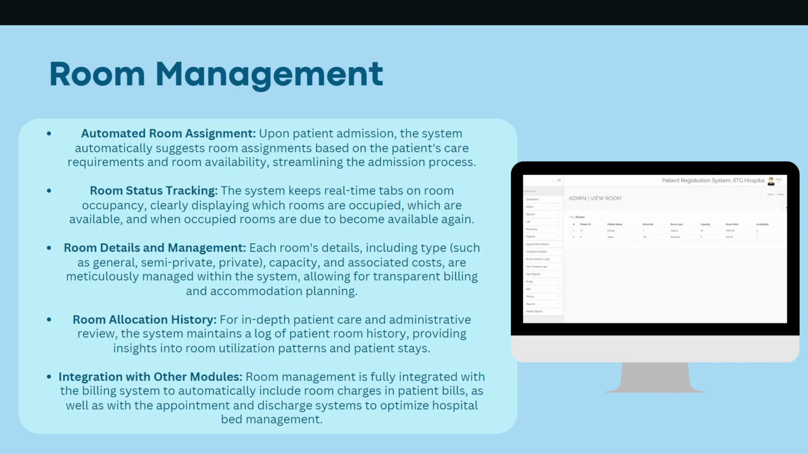And again, we have room detail management. Each room's details, including type, capacity, and the associated cost, are meticulously managed within the system, allowing for transparent billing and accommodation planning. Also, we have a room allocation history for in-depth patient care and administrative review. The system maintains a log of patient room history, providing insight into room utilization patterns and patient stays. And also, we have integration with other modules. The room management is fully integrated with the billing system to automatically include room charges in patient bills, as well as with the appointment and discharge system to optimize hospital bed management.